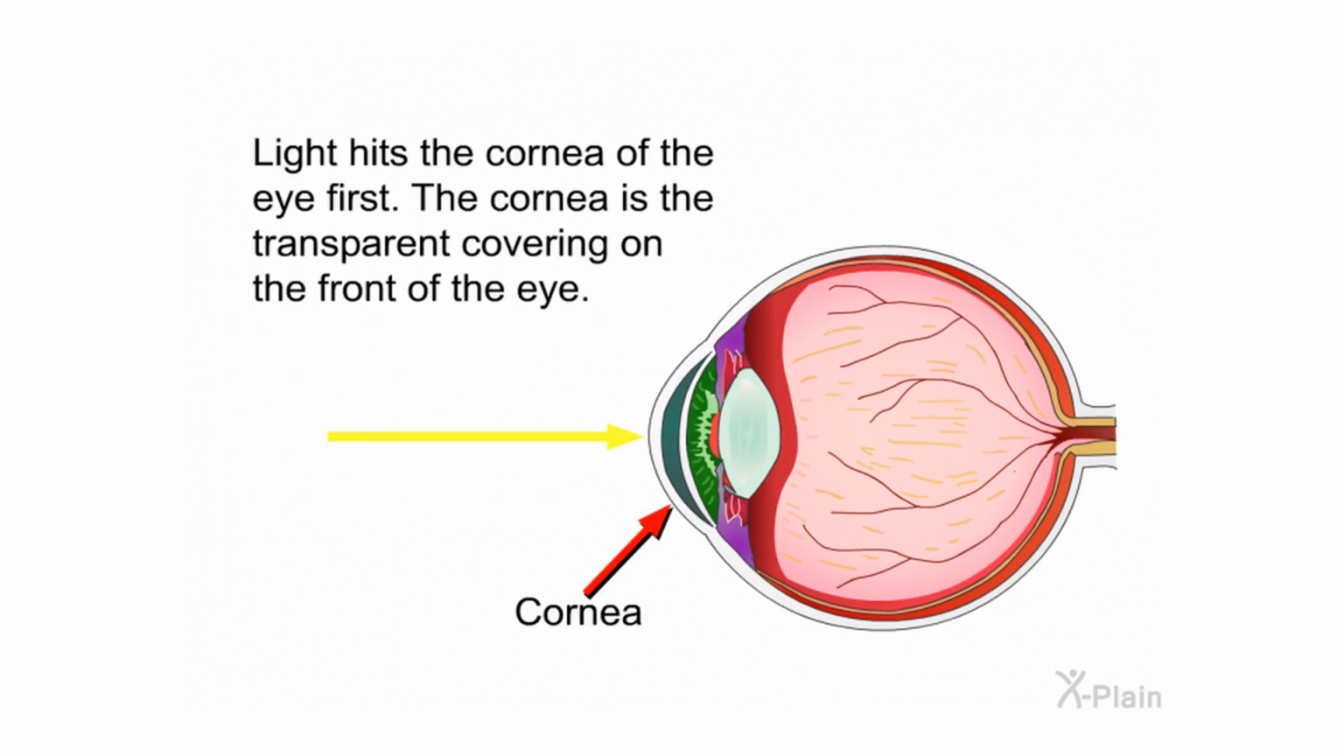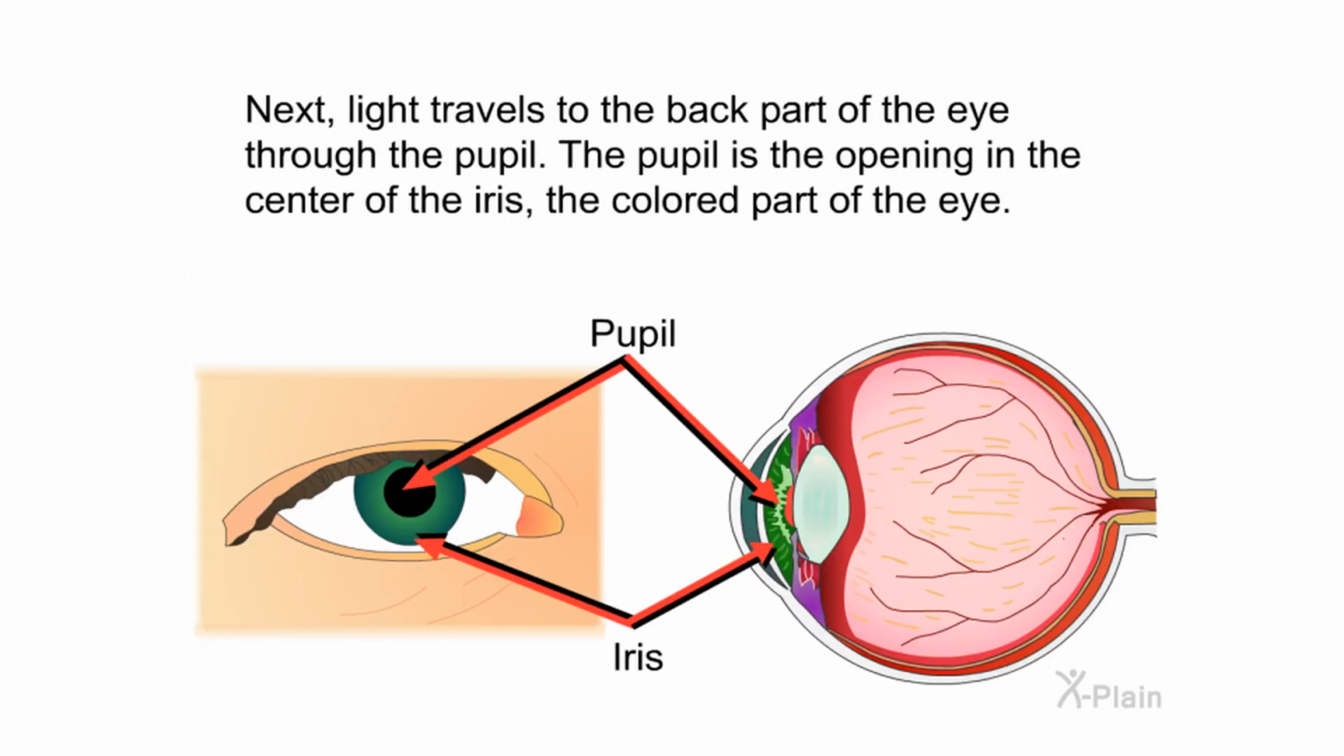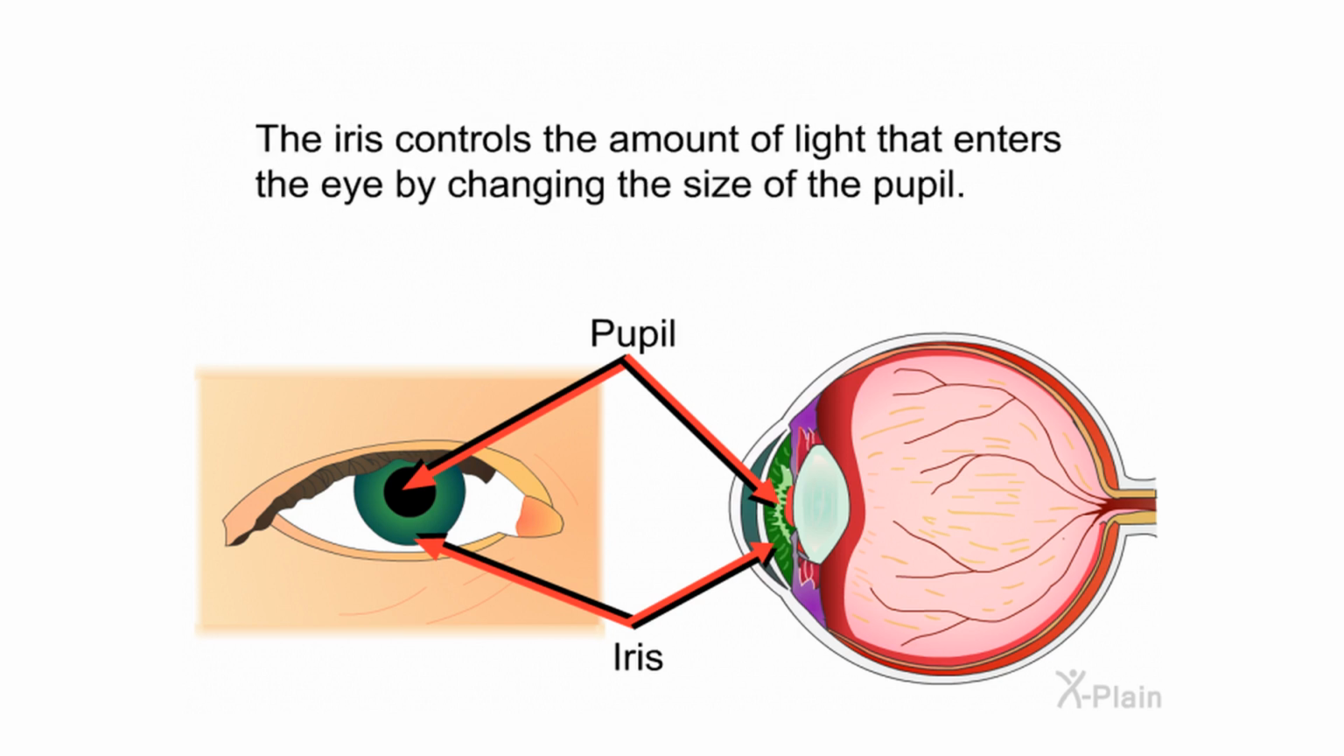Light hits the cornea of the eye first. The cornea is the transparent covering on the front of the eye. Next, light travels to the back part of the eye through the pupil. The pupil is the opening in the center of the iris, the colored part of the eye. The iris controls the amount of light that enters the eye by changing the size of the pupil.